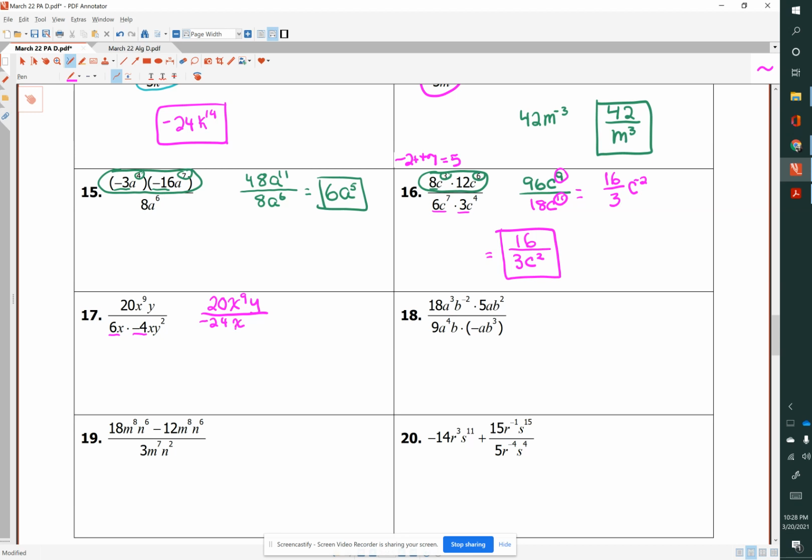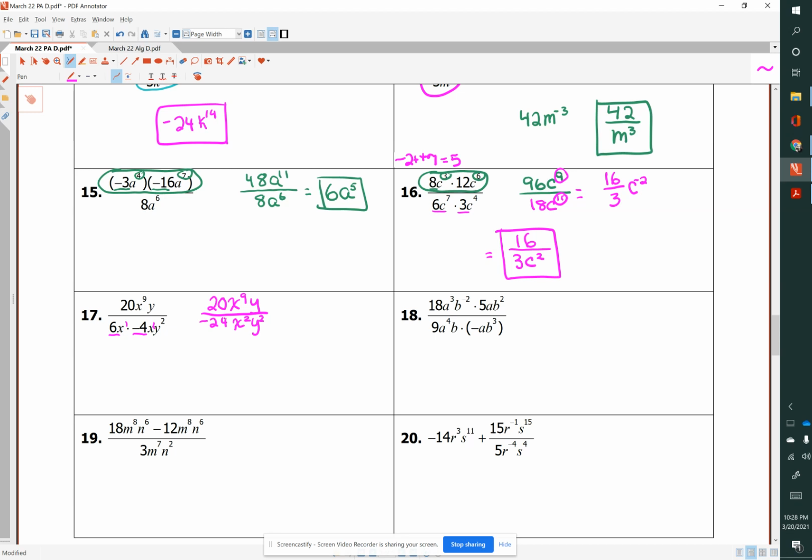And then the x, we have an invisible 1 there and an invisible 1 here. So that would be x, 1 plus 1 is 2. We're using the product rule. And then we have this y squared as well.